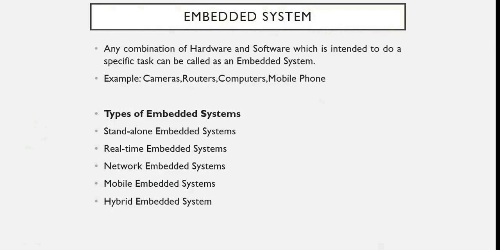Standalone embedded system acts as a slave. It follows blindly. It takes decisions on its own or it's self-driven. And a real-time embedded system completes the task within the deadline, for example, airbag systems. Mobile embedded systems can be movable or portable, for example, a smartwatch. A hybrid embedded system is a combination of two or more embedded systems, like standalone and real-time, or standalone, network, or mobile.